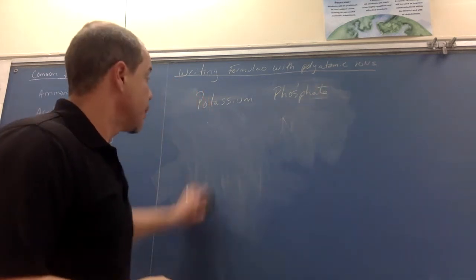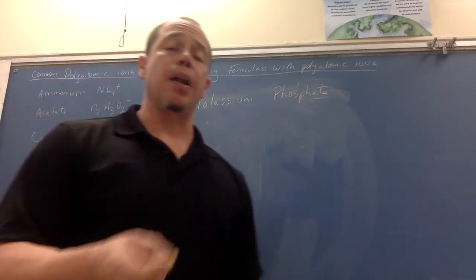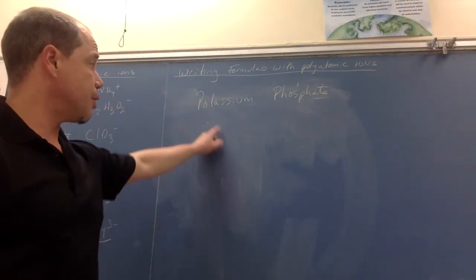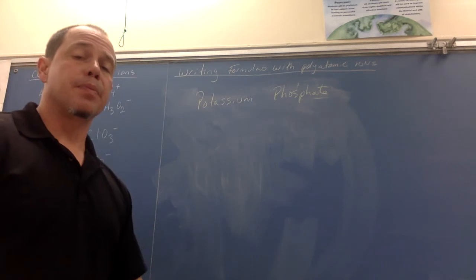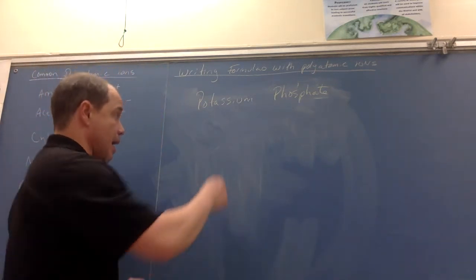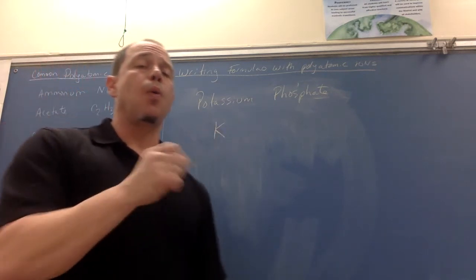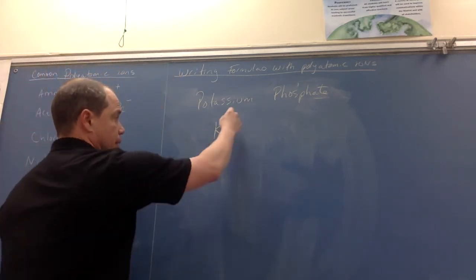Potassium phosphate is another compound that contains a polyatomic ion. So potassium, as we know, is a cation. We can find it on the periodic table, and its symbol is K. So we're going to write K down. Group 1 elements always have a +1 charge.